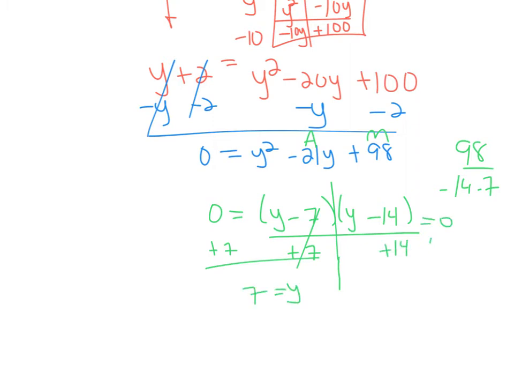Add 14 to both sides. You end up getting y equals 14. Now, usually, when there are two answers with this, one of them doesn't work. But we're going to check by either plugging them in or using the calculator trick. And I think the calculator trick is the easiest way to do this.